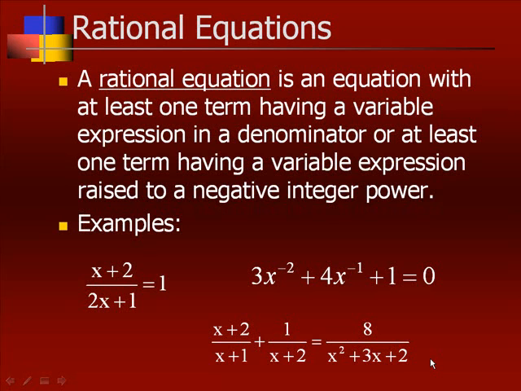For example, (x + 2)/(2x + 1) = 1 is a rational equation. 3x^(-2) + 4x^(-1) + 1 = 0 is a rational equation. (x + 2)/(x + 1) + 1/(x + 2) = 8/(x^2 + 3x + 2). Notice you either have an x in the denominator or you've got x to a negative exponent.